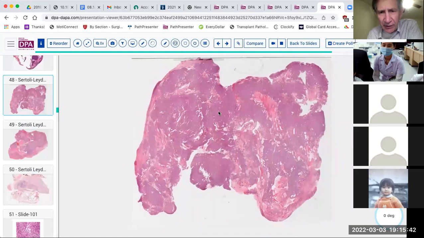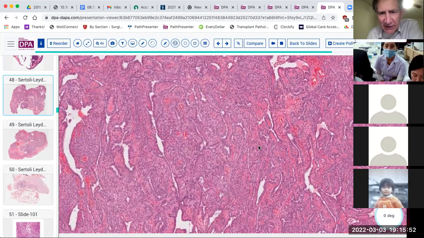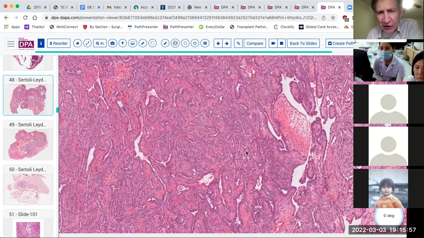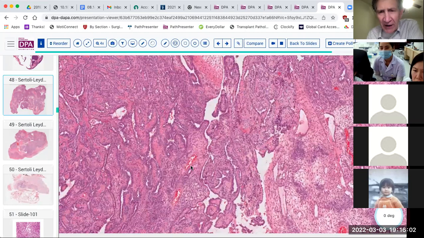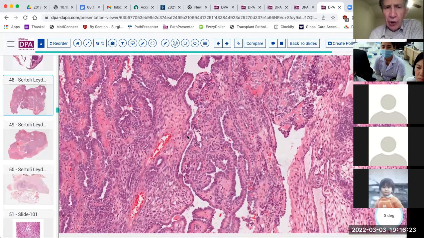We'll go to a little higher power. And I think you can begin to see here that there are these slit-like spaces. Now that's quite different from what we just saw. If you use your imagination, you may think that this looks a little bit like the rete ovarii or the rete testis. And that's an important thought to keep in your mind, because there is a retiform Sertoli-Leydig cell tumor that tends to have a more aggressive behavior.